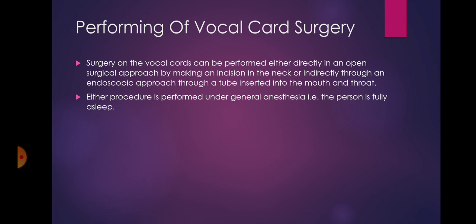Performing vocal cord surgery. The surgery on the vocal cords can be performed either directly, in an open surgical approach through the neck, or indirectly through an endoscopy approach using a tube through the mouth and throat. Either procedure is performed under general anesthesia, where the person is fully asleep.